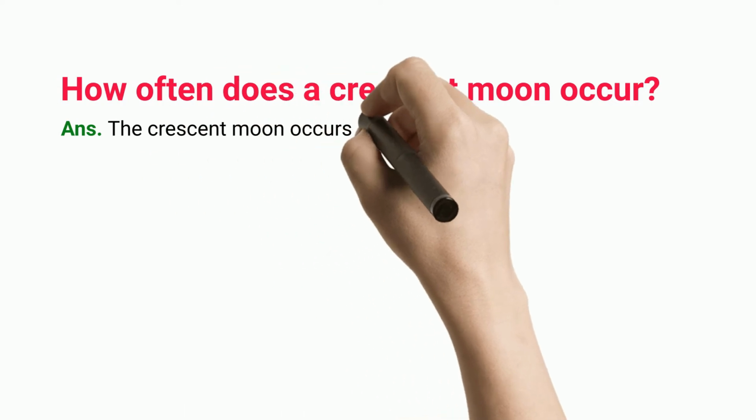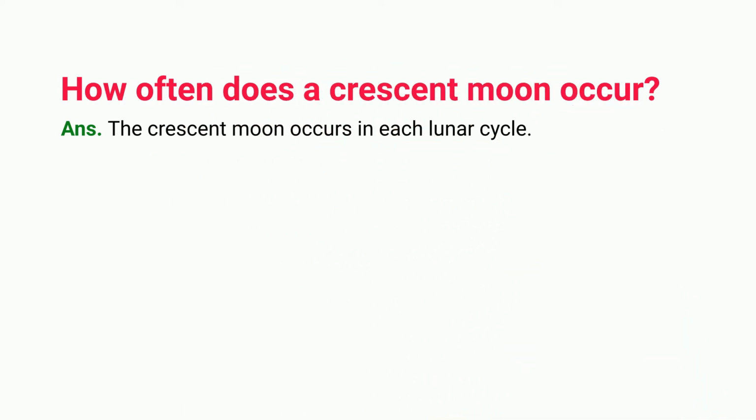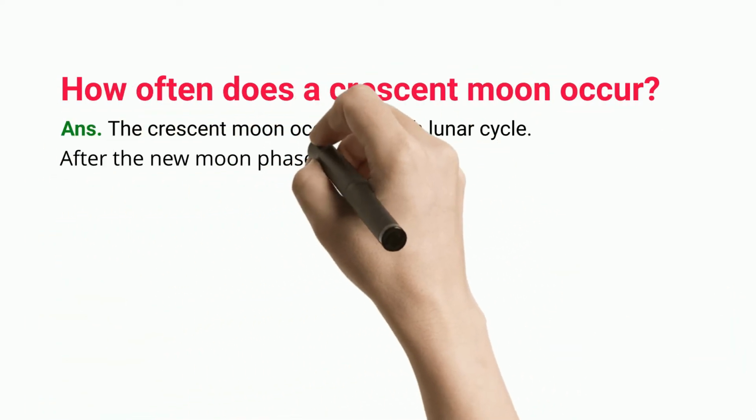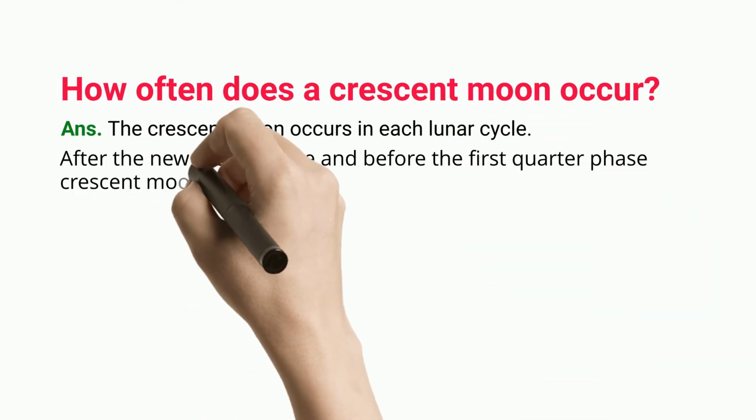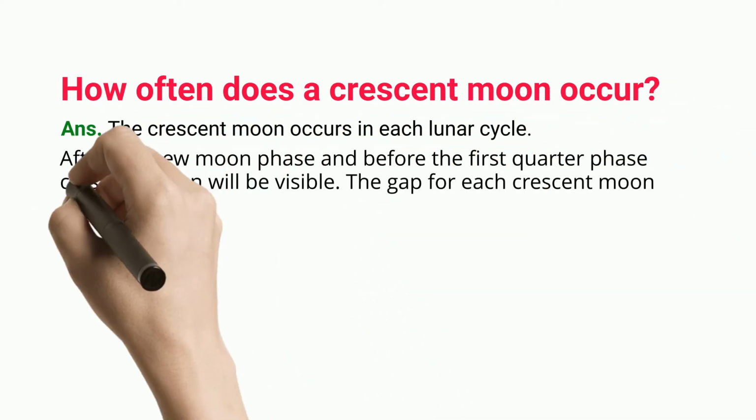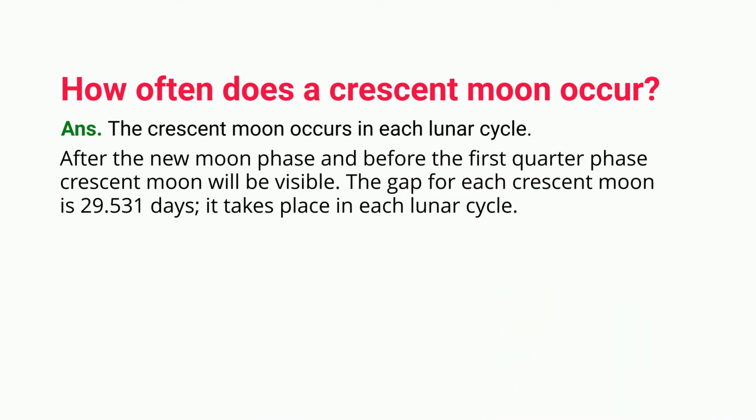The crescent moon occurs in each lunar cycle. After the new moon phase and before the first quarter phase, the crescent moon will be visible. The gap for each crescent moon is 29.531 days. It takes place in each lunar cycle.